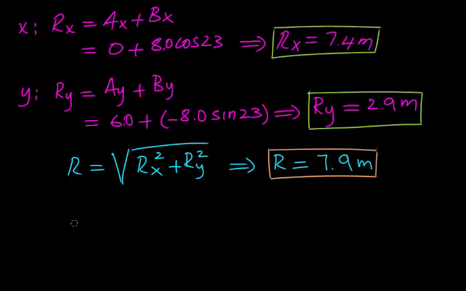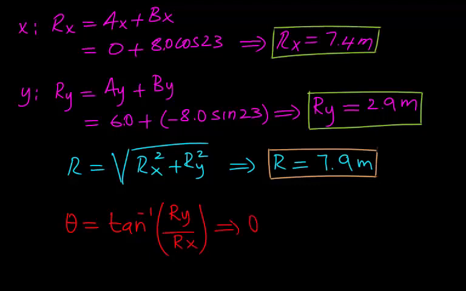To solve for the angle, basically all you need to do is take the inverse tangent of the y component over the x component, because they want us to figure out the angle made with the x-axis. Solving for theta, we obtain an angle of 21 degrees. To be more precise, it is 21 degrees above the positive x-axis.